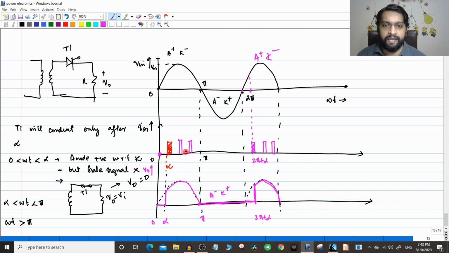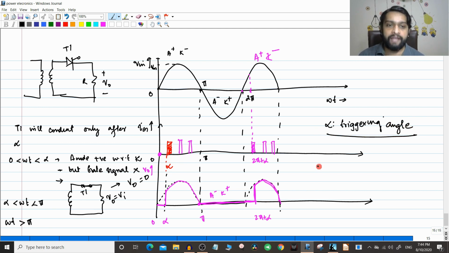So you can see that by varying the angle alpha, I can vary the value of this output voltage, because ultimately the RMS value, or the average value, etc., depends upon the area of this graph. So depending upon where I am triggering the circuit, I will have different values of V0 here. This alpha is also called the triggering angle.